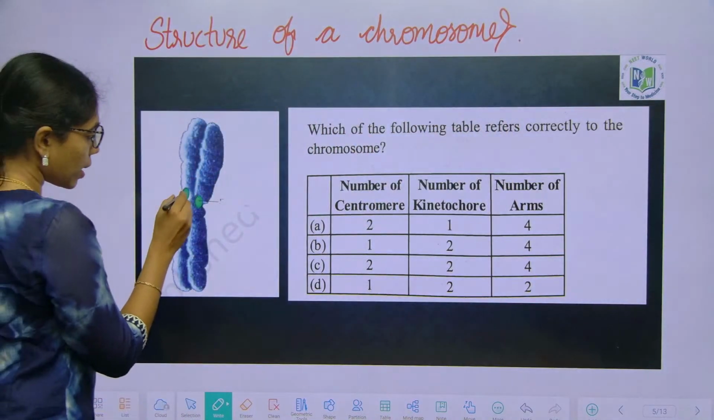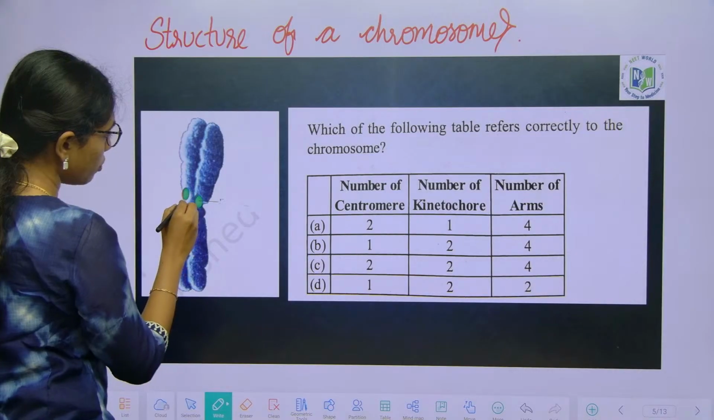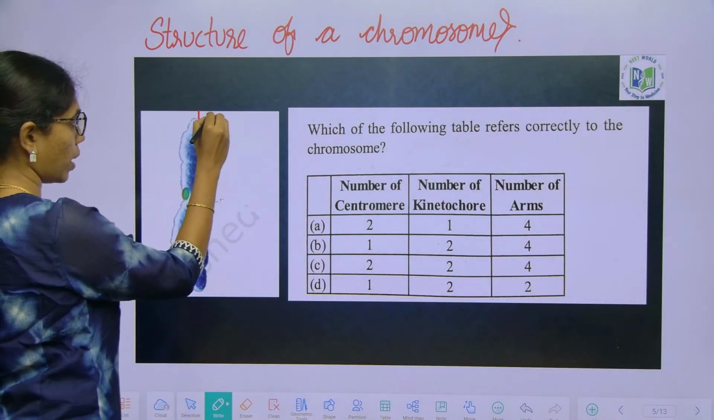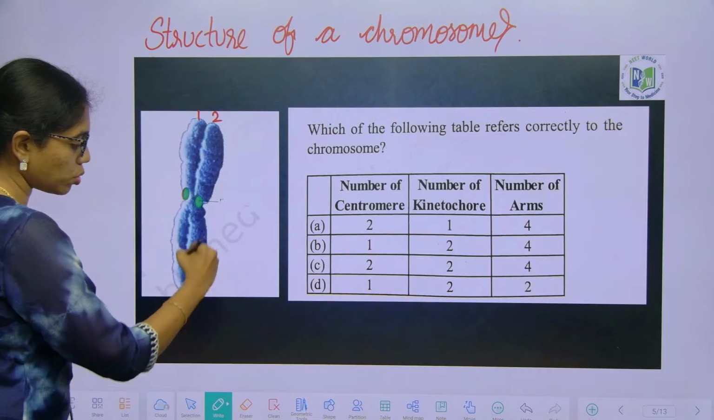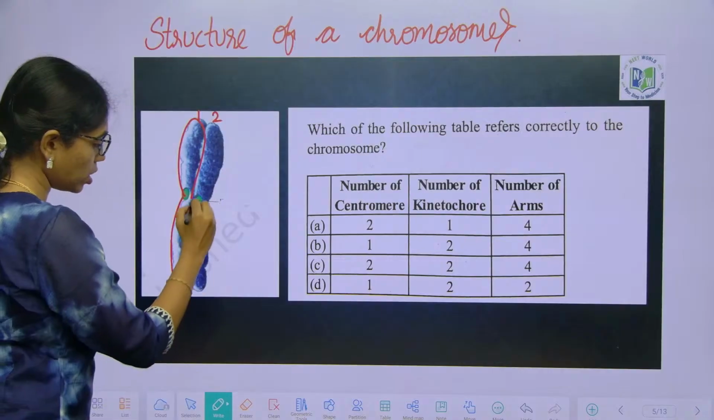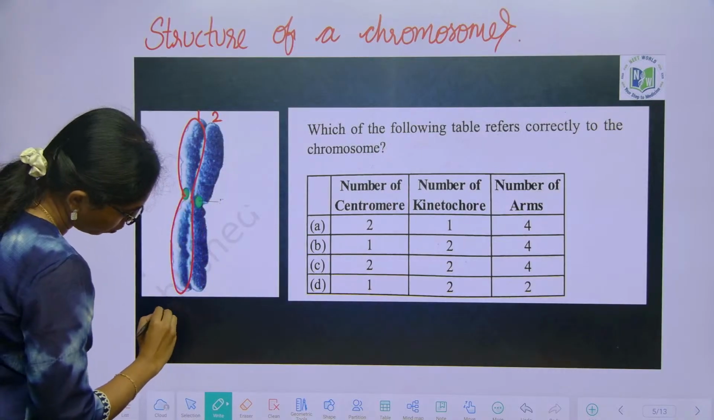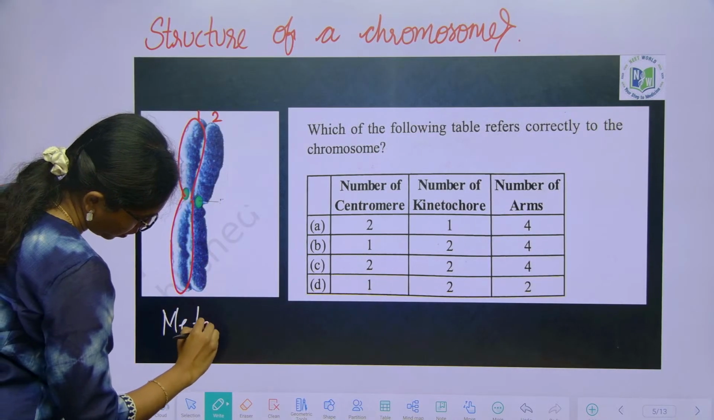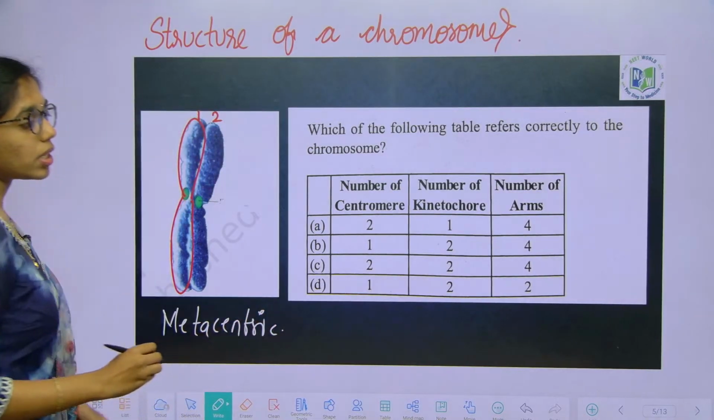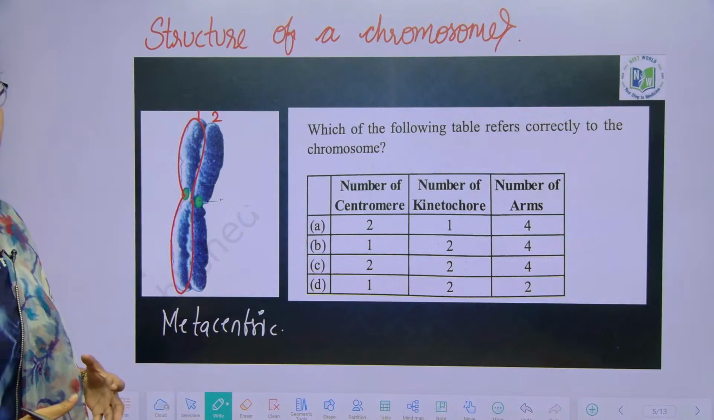At the center you can see a chromosome which consists of chromatids, and here how many chromatids are there? 2 chromatids, 1 and 2. These are the arms of the chromatids, and you can see 2 equal arms of the chromatids, which is a metacentric chromosome. Metacentric chromosome.